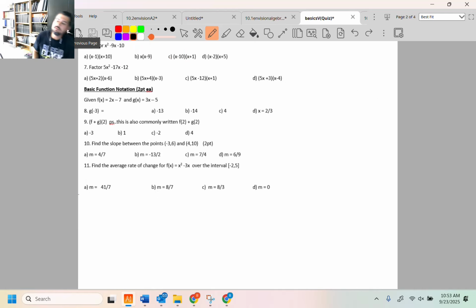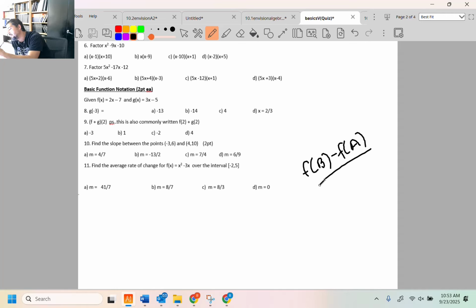11, find the average rate of change for f of x equals x squared minus 3x over that interval. So your formula for average rate of change is f of b minus f of a, over b minus a. You have to memorize formulas. I want to give you all formula quizzes, but it's just going to be another bad grade because you won't do it. This is a, this is b. So I'm going to find f of 5 by plugging in a 5. That's 25 minus 15, which is 10.